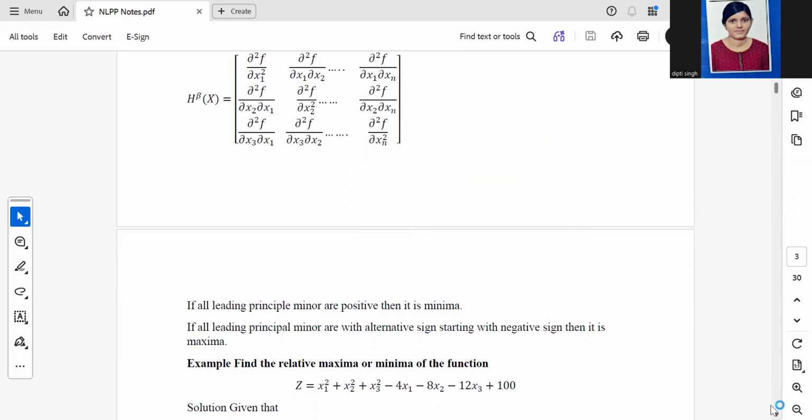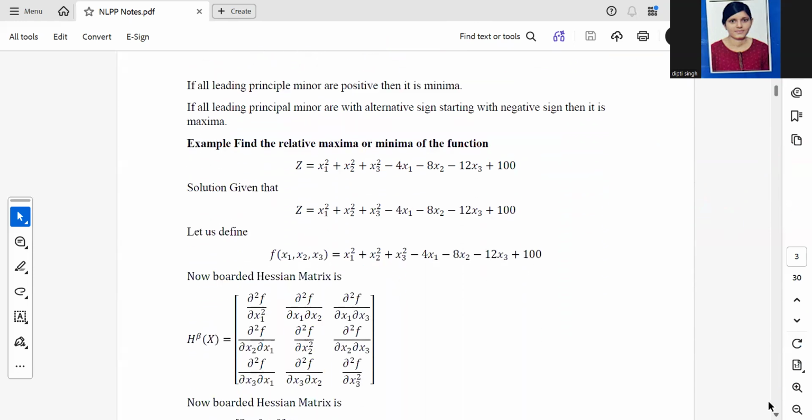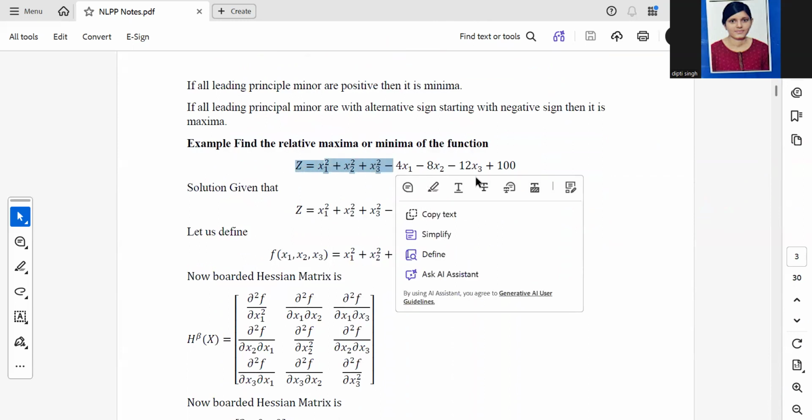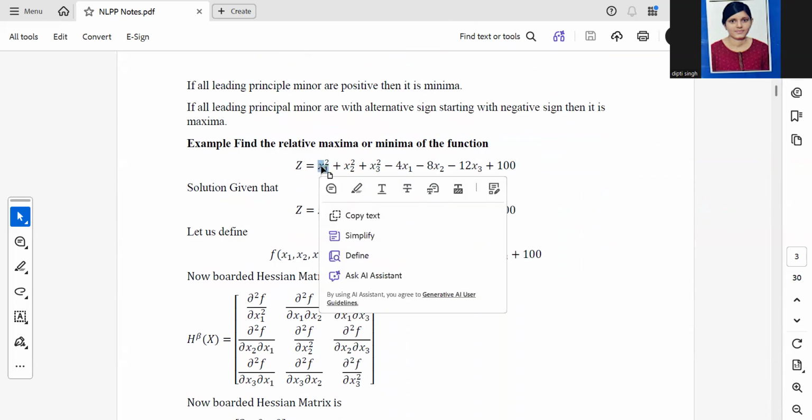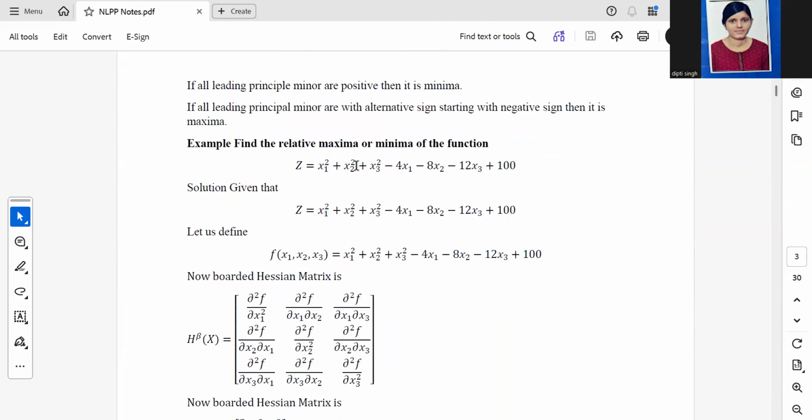Okay, now we move to the next one. Let us solve one question related to this kind. We have to find the relative maxima and minima of a function. So we have this function, and you can see that this is not a linear function. Why is it not linear? Because the power of x1 is 2, x2 is 2 also, and x3 is 2. So that's why this function is non-linear, and we have to optimize it.